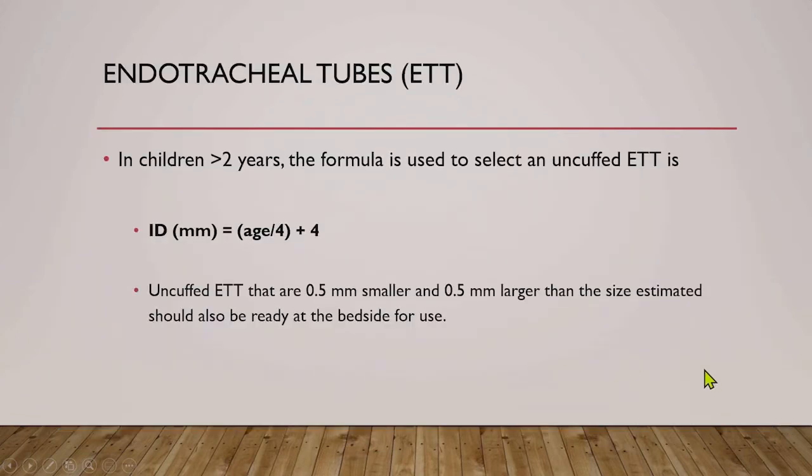So for endotracheal tubes, they also have different sizes, and for pediatrics, there's a formula used to select an uncuffed endotracheal tube. That is the H over 4 plus 4. And you need to prepare a half size smaller, that is 0.5 millimeter smaller, and a 0.5 millimeter larger than your calculated size, ready at the bedside for use in case the estimated size is not fit for that child.